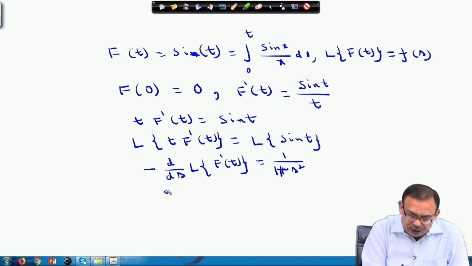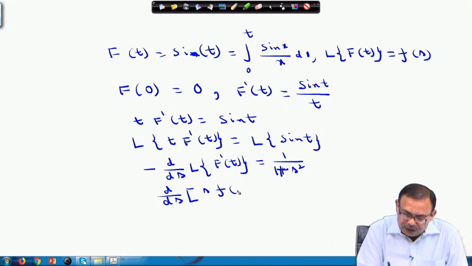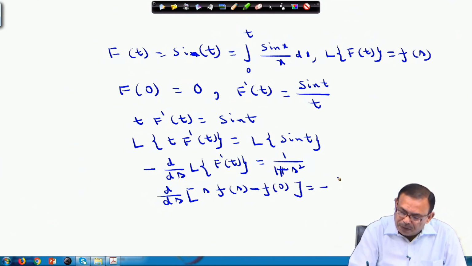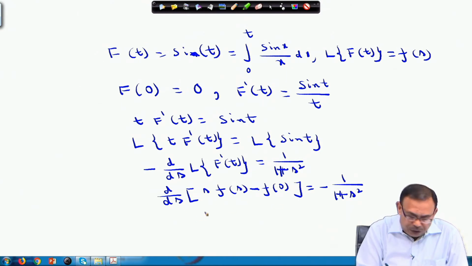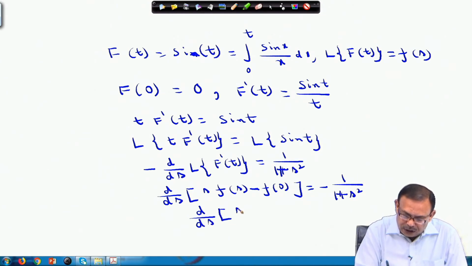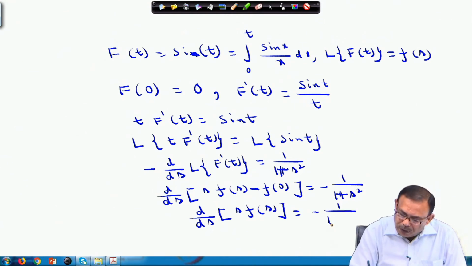Again, Laplace transform of f'(t) is s F(s) minus f(0). Bringing the minus on the right side, it becomes d/ds of this equals 1 by 1 plus s square. So, d/ds of s F(s) equals 1 by 1 plus s square. And d/ds of f(0), since it is a constant term, will be 0.